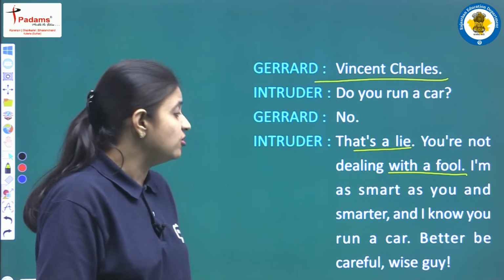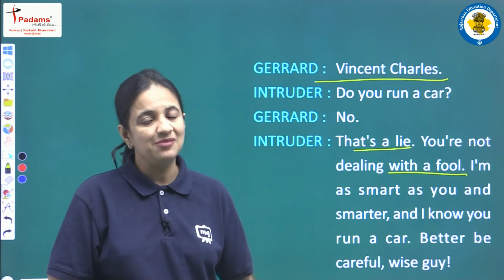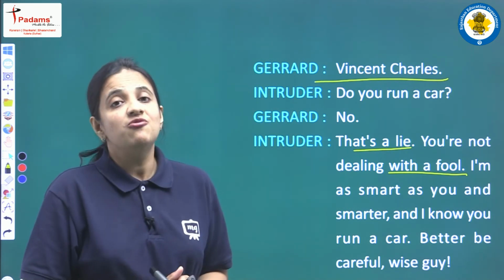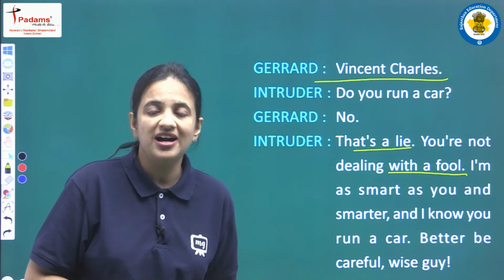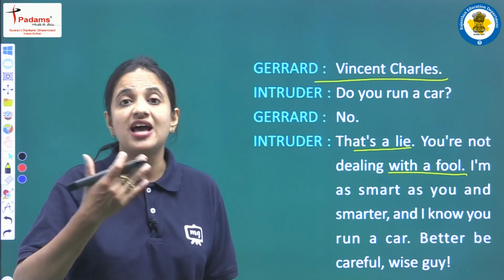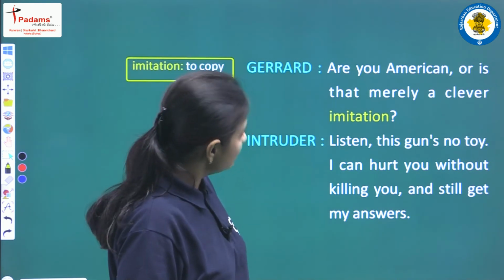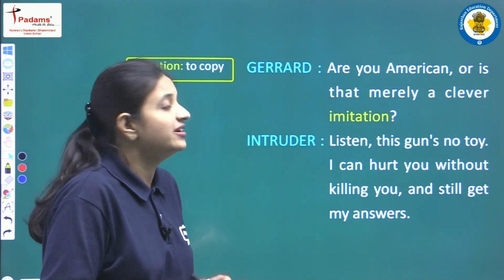Better be careful, wise guy. Next, once more he is threatening him, saying that you should be careful, wise guy. Don't act smart, because I am smarter than you. Gerald: are you American or is that merely a clever imitation?